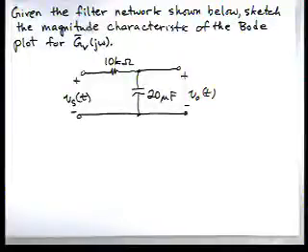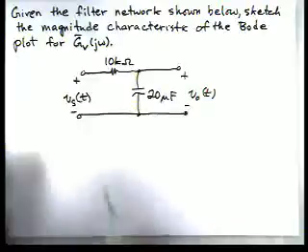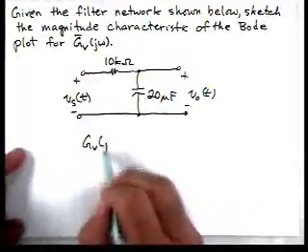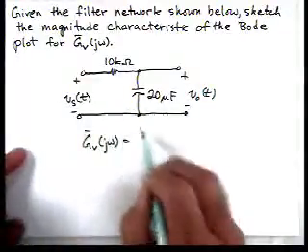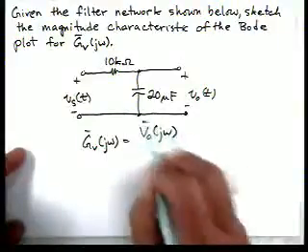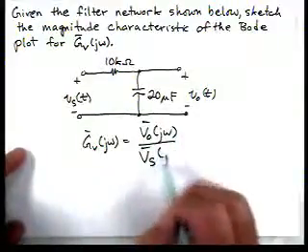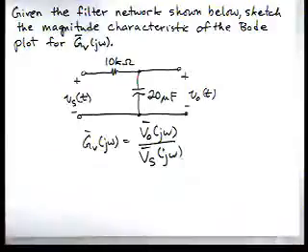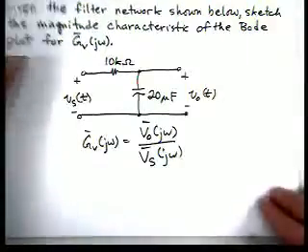In this problem, we're given a filter network. We're asked to sketch the magnitude characteristic of the voltage plot for GV of j omega. So, GV of j omega is going to be V0 of j omega over Vs of j omega. So let's convert the circuit to the frequency domain and derive that transfer function.